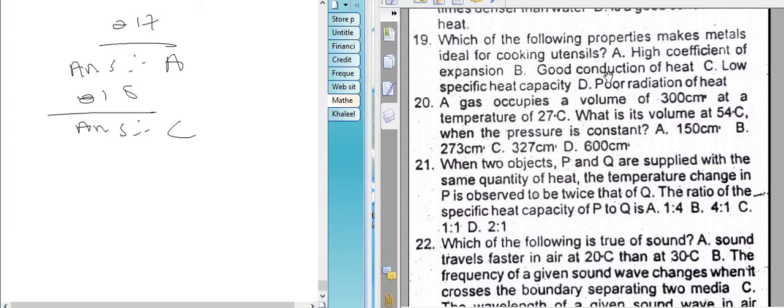The good conductivity of metals is why metal is good for cooking utensils, because it conducts heat. We need heat to heat our food or whatever kind of thing we want to heat. But high expansion is not the reason really, and poor radiation of heat is also not a reason. The good conduction is the reason. Therefore, the correct option is option B.